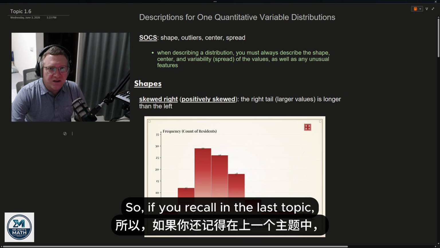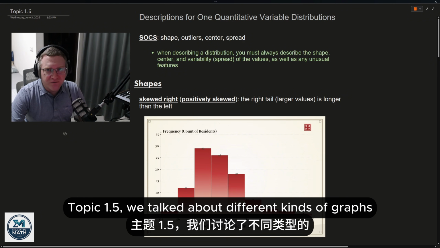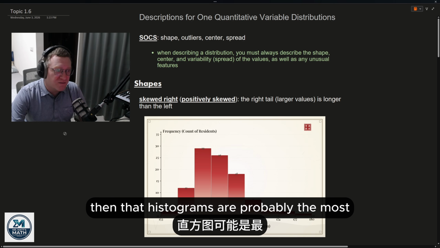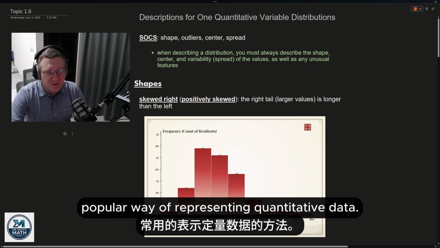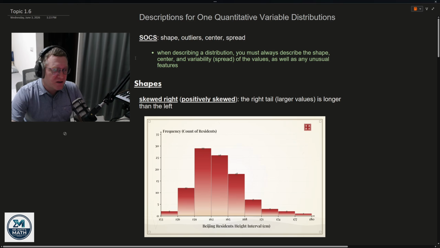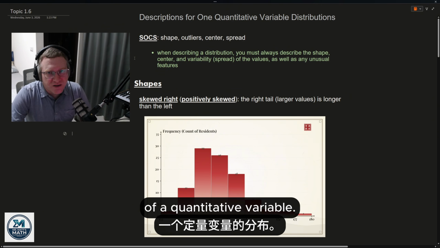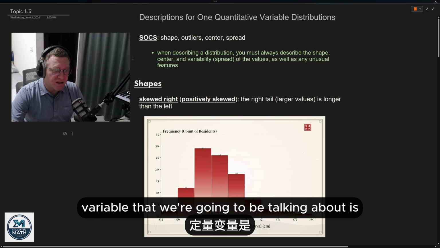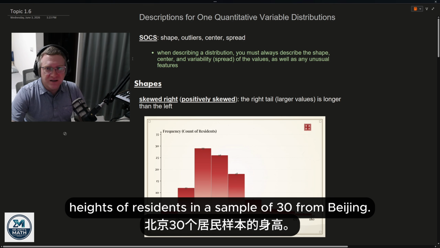If you recall, in the last topic, 1.5, we talked about different kinds of graphs of quantitative data, and one of those graphs was a histogram. I mentioned then that histograms are probably the most popular way of representing quantitative data. So today we're going to be looking at some histograms that represent distributions of a quantitative variable. Once again, the quantitative variable is heights of residents in a sample of 30 from Beijing.